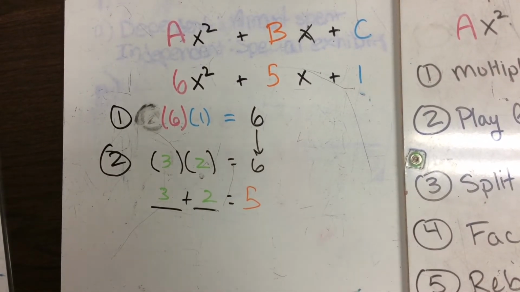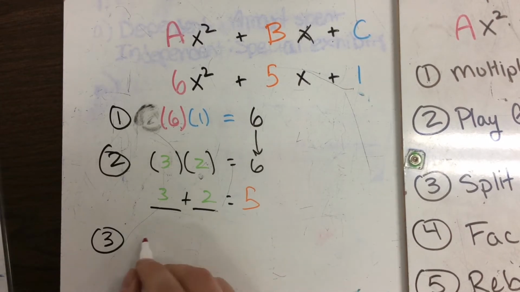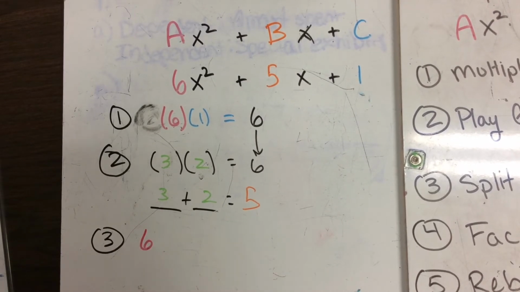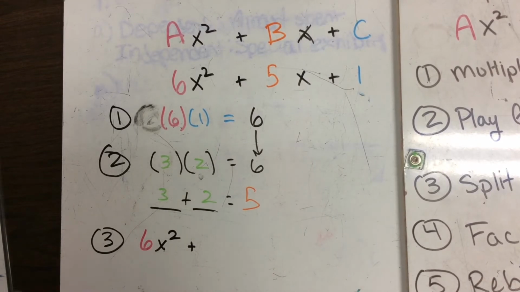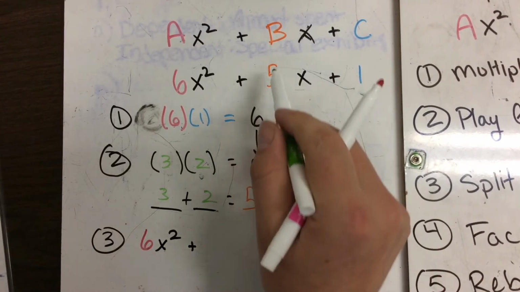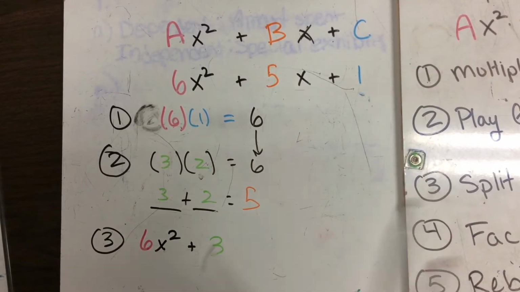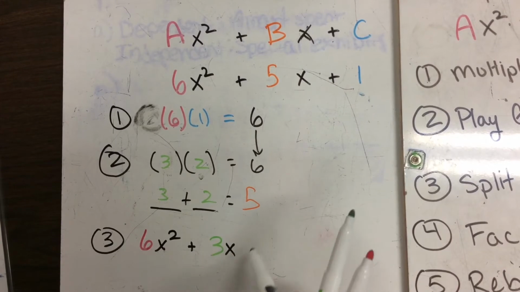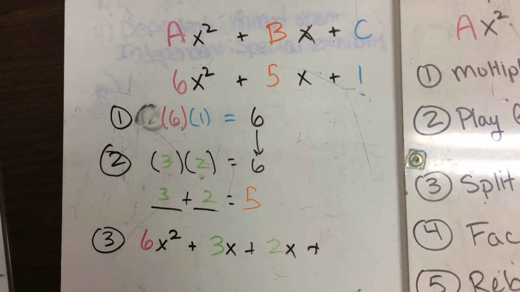Okay, the next step is called splitting the middle. What we're going to do is we're going to take these two numbers that we found and we're going to go 6x squared plus, and this is where our numbers come in, instead of doing 5x, what we're going to do is we're going to rename 5x by saying 3x plus 2x, and then we still have our plus 1.